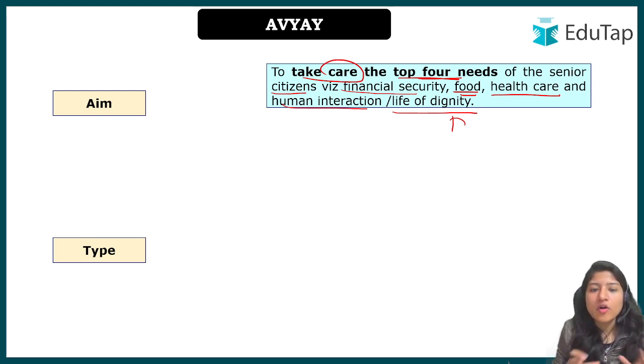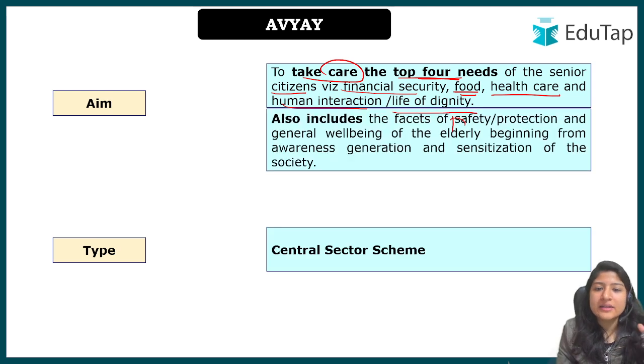So taking care of all these things, with this aim, the AVYAY scheme was launched. And there are some other details to it, and it also includes the facet of protection. So it's not just about providing what they need, but there are some things that we should actually provide to them. For example, we should provide them with protection, we should provide them with security, right? And their general well-being, of the elderly.